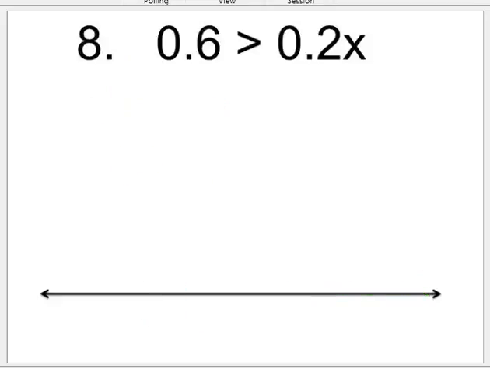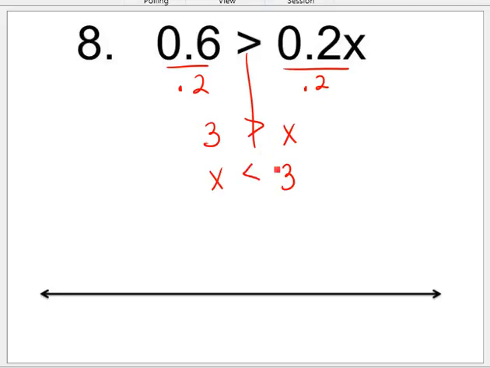On my next example, I have some decimals. So this time, I'll divide by 0.2 on both sides. 0.6 divided by 0.2 is 3. My variable is not where I want it to be. I want it to be on the left. Flip-flop those things around, which makes my sign flip-flop around. Put 3 on our number line. 4 to the right, 2 to the left, open dot on 3, and I will shade to the left.